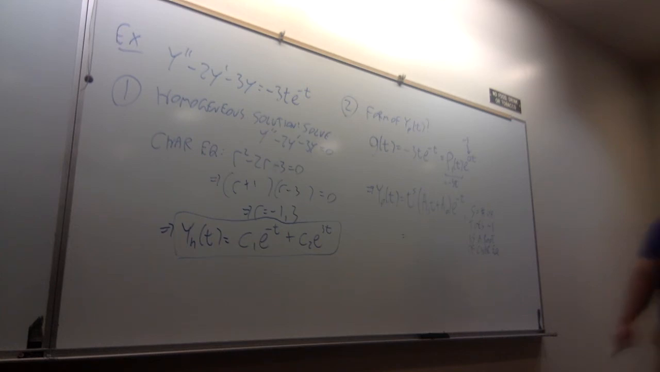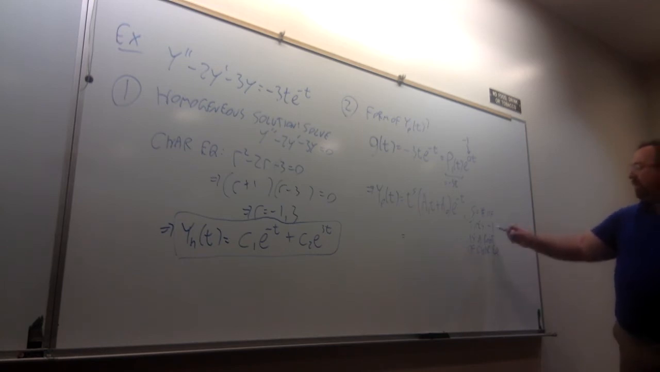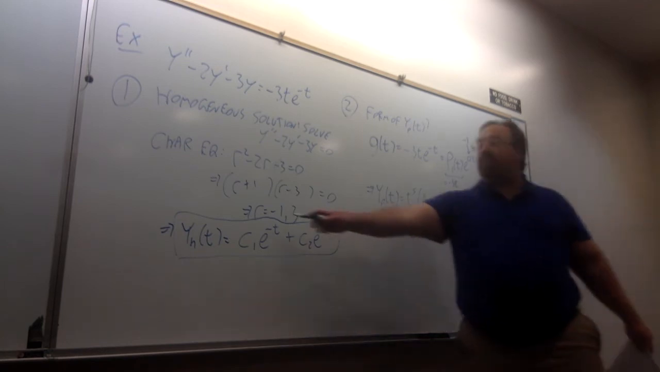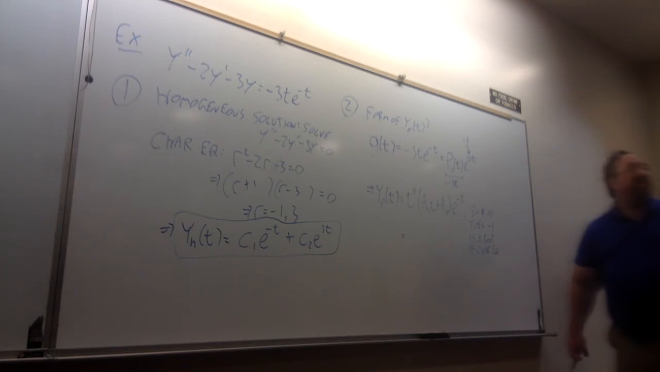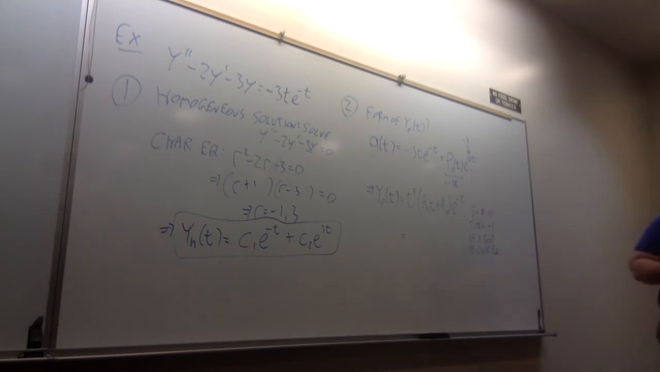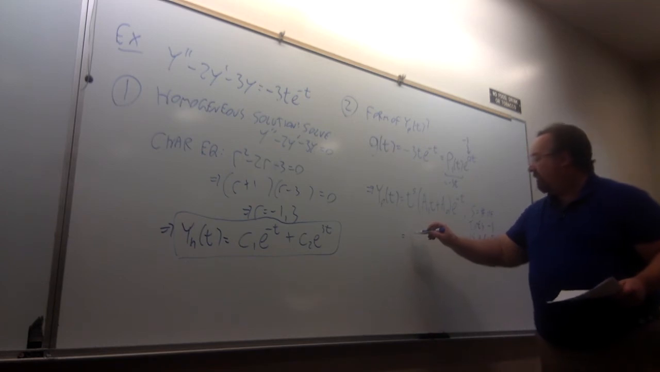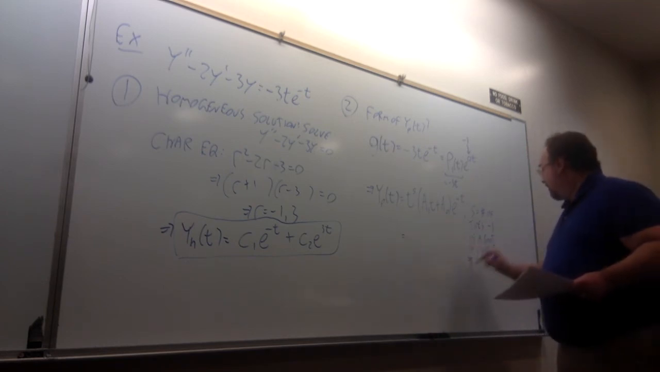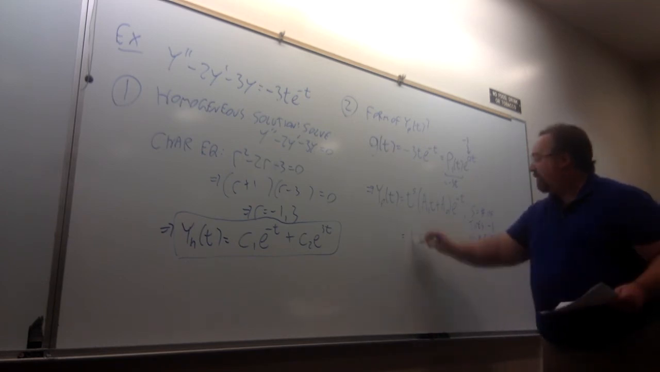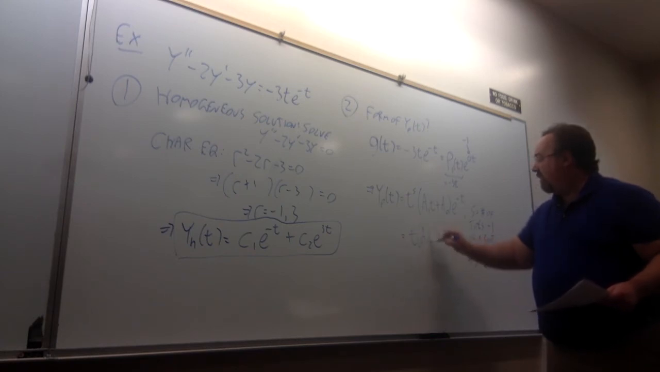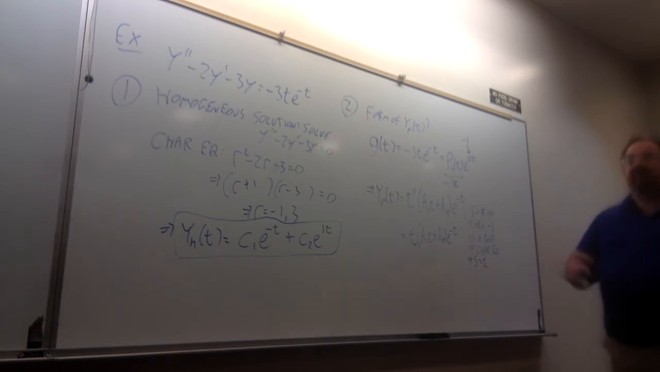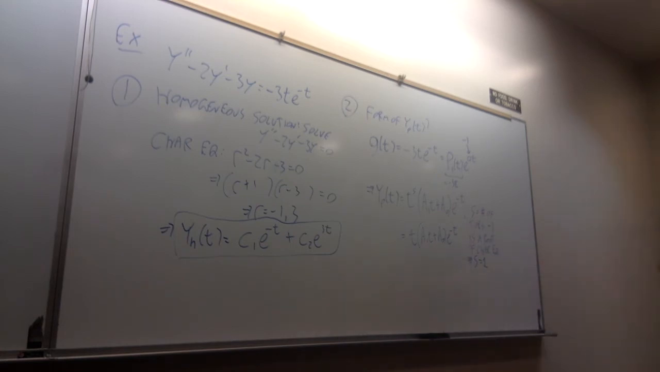Yeah, so because we're looking at how many times minus 1 occurs as a root. By the way, here you all put out answers, more examples I can go through. All right, so S is 1. So I have t times (a1 t plus a0) e to the minus t. Okay, so that's the form of your particular solution.